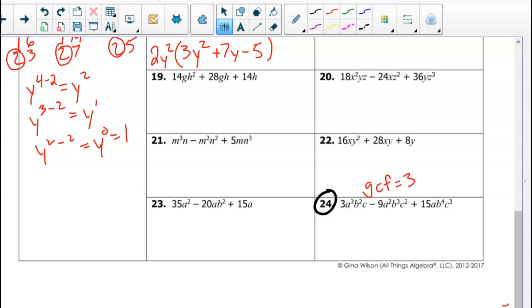I see all 3 of these terms have the variables a, b, and c. I need to look for the lowest amount, or the lowest exponent. For a, that's 1. For b, that's 2. And for c, that's 1. Be very careful that you're paying attention to that. So I'm going to divide all 3 of these terms by 3ab squared c.